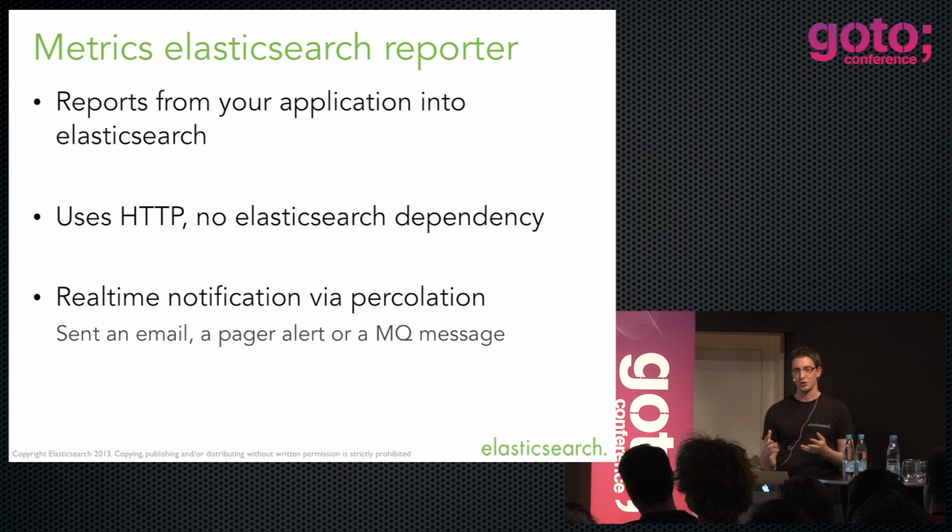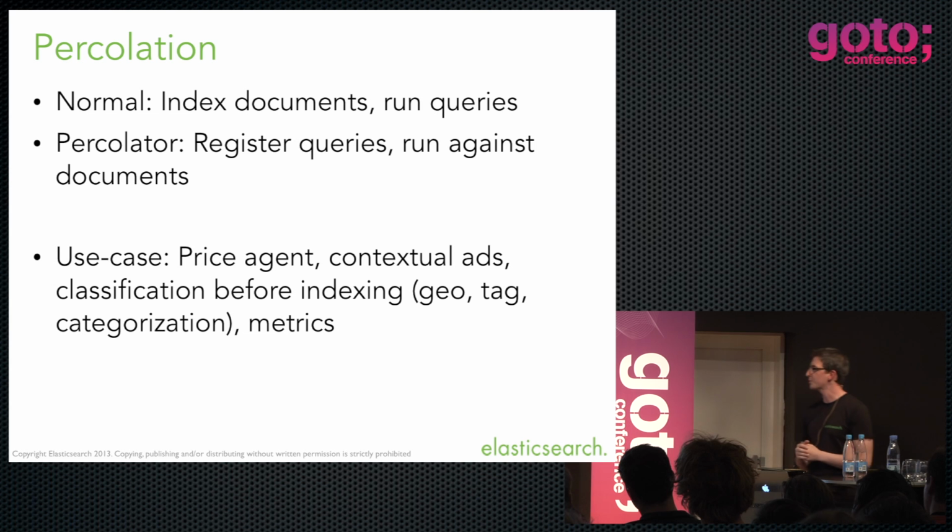Real-time notification basically means you can do something if you hit a certain metric, like the disk space used for the WAR file system exceeds 90%. You may want to know about that. The reporter itself is available in the GitHub repo, but before we go on, I should explain what percolation is, except a nice feature inside of Elasticsearch.